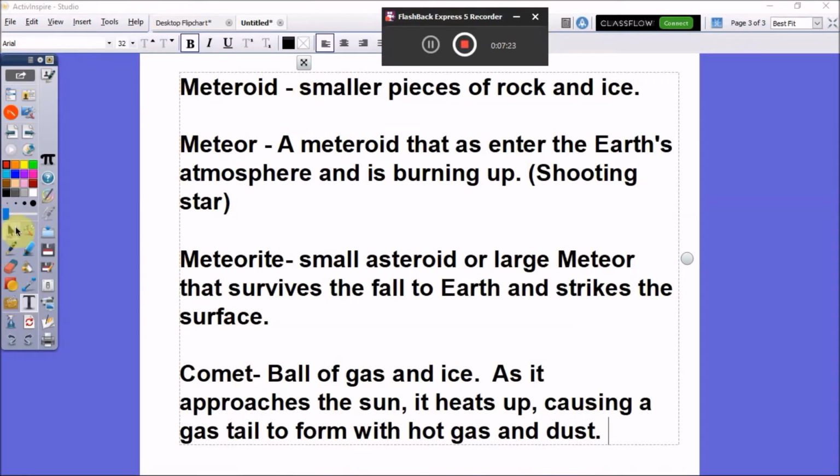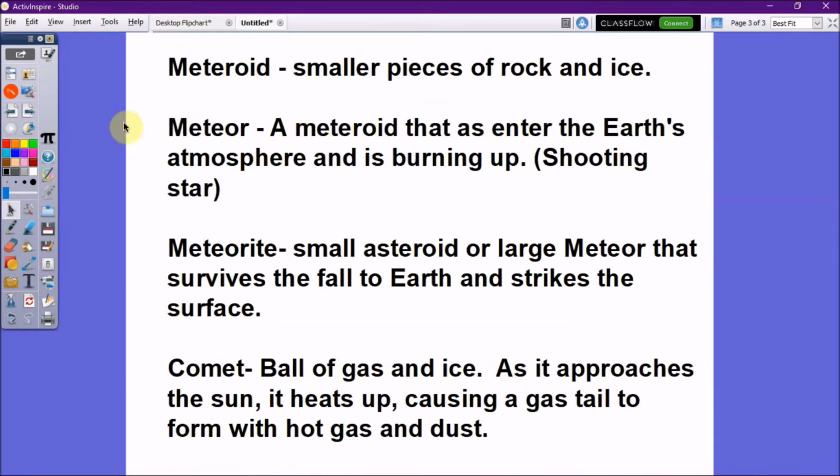Okay, moving further down, a meteor. Right, this is mentioned in the book. A meteor is a meteoroid that enters the Earth's atmosphere and is burning up. Okay, these are commonly known as shooting stars. So if you ever see a shooting star zip across the night sky, that is a meteoroid, all right, falling through the atmosphere and burning up. All right, and these are called meteors.